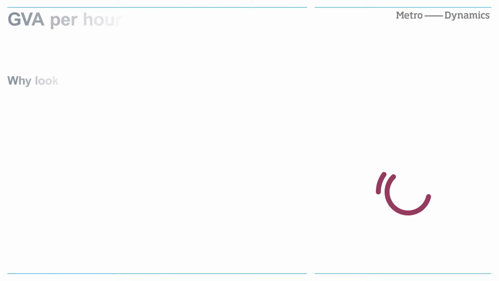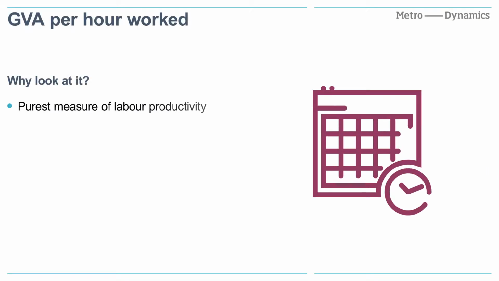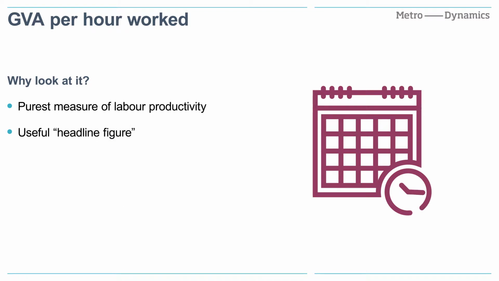GVA per hour worked is the purest measure of labour productivity. It is a key headline figure which gives you a strong initial insight into your area's economy in terms of productivity, both in absolute terms and relative to other areas. There are, however, 2 drawbacks. First, GVA per hour worked data is not available by sector, so this chart can only be used to analyse the productivity of the local economy overall.